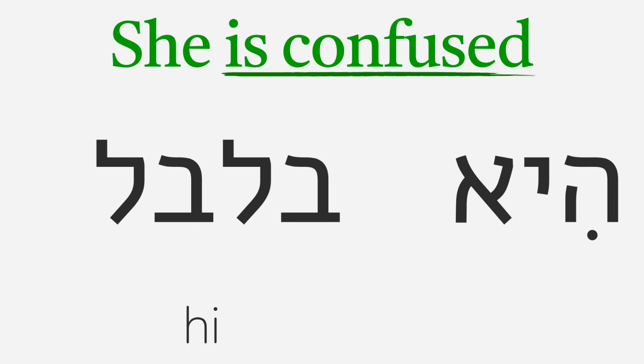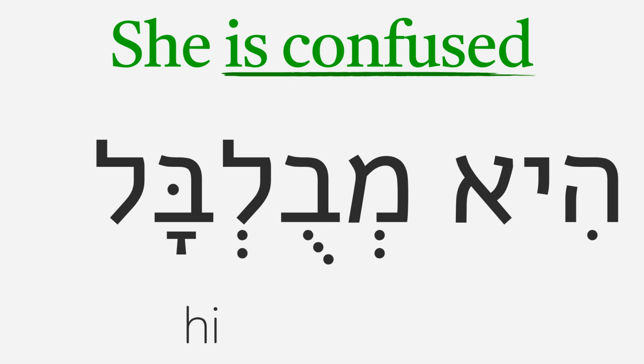This will start with a mem with schwa, followed by the first root letter bet with a kubutz. Since this is a four-letter root, the second root letter, the lamed, will just have a schwa, and the third root letter bet will have the kamatz and dagesh. So that's mevulbal, is confused, in masculine singular form.